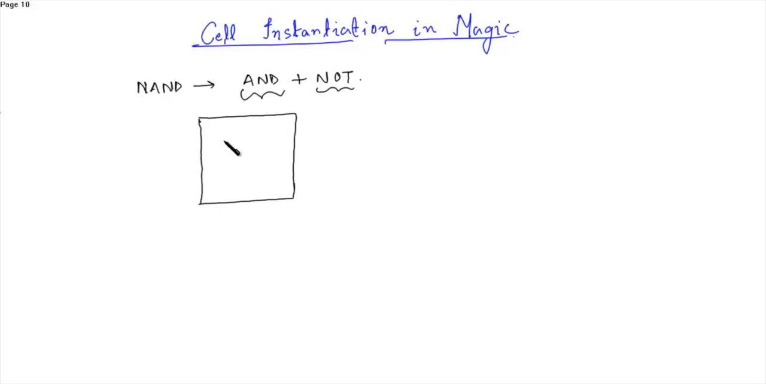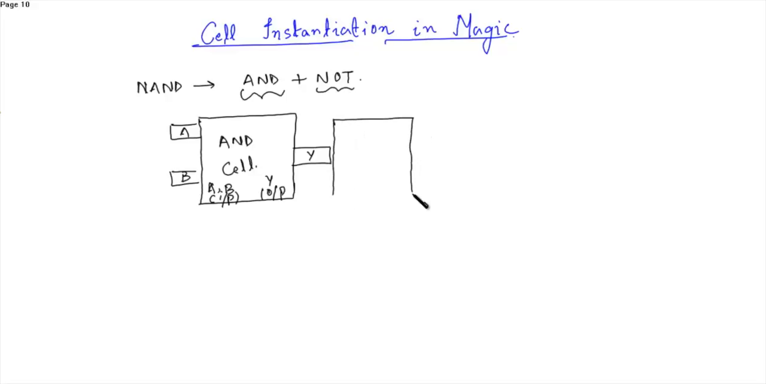So if we call the AND cell, the AND cell has two inputs, A and B. Y is the output. This Y will be given as input to the NOT gate cell, where Y is the input, Z is the output. This is Z. So this is the cell instantiation process.